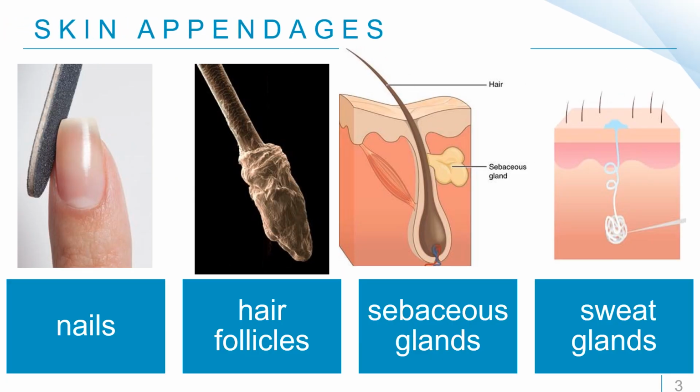So these are the different skin appendages that we have. We have the nails, the hair follicles, the sebaceous glands, and the sweat glands. We will be discussing them one by one.